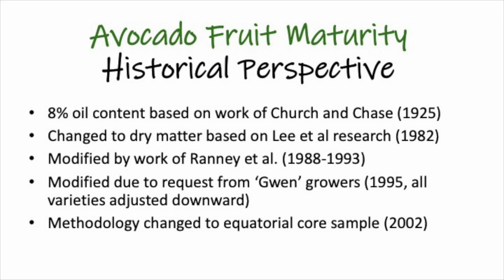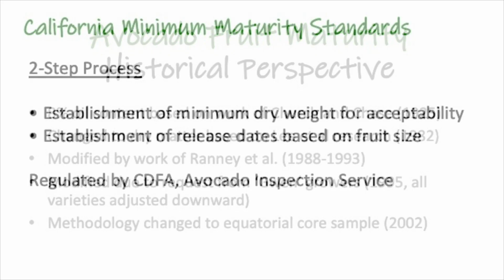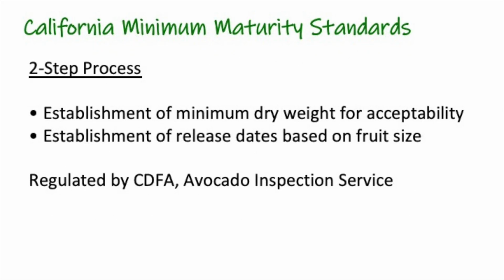So by using the coring method, where you're just taking a sample, a coring machine was developed that is now used, and the regulation was changed in 2002, so that instead of taking 30 minutes to prepare 5 fruits, it takes 5 minutes, and no knives, or minimal knife work. Okay, so the California minimum maturity standard is a 2-step process. You have to have a minimum dry weight for each variety, and then we have a thing called release dates.